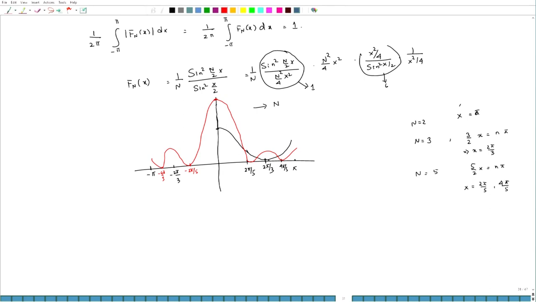Similarly, if we take a large n, there will be more and more zeros. It is going to look like this, and it is a 2 pi periodic function. So, closer and closer, if we take n large, we will have more zeros, and it is going to oscillate with a lot of zeros, and it is going to pick up at 0, where it takes the value n.